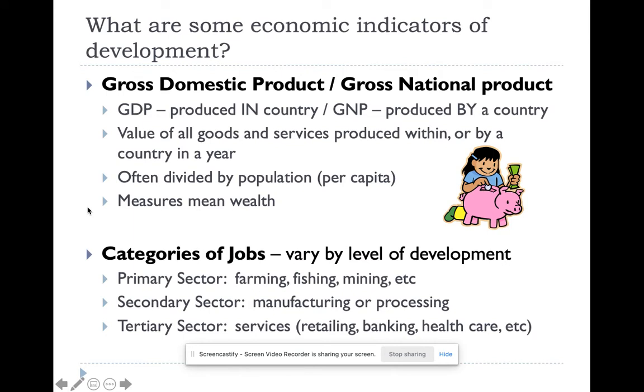So, a couple of ways we measure economic indicators. Gross domestic product is another way we measure that. Right, so it's the value of all goods and services produced within or by a country in a year. Right, think of it as often divided per capita. Per capita is great because it gives you a mean, right? Measures mean wealth, but it does not measure distribution of income within a country. So if 5% of the population controls 55% of the wealth, right? That leaves 95% of the population that's going to be relatively poor, right?